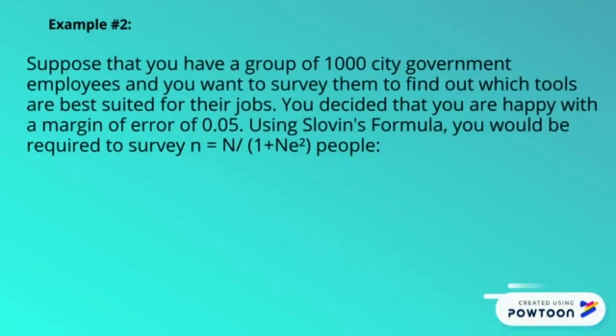For the second example, suppose that you have a group of 1,000 city government employees and you want to survey them to find out which tools are best suited for their jobs. You decided that you are happy with a margin of error of 0.05. Using Slovin's formula, you would be required to survey n = N divided by 1 plus N e squared people. We are looking for the sample size, and we have N, which stands for the number of population, which is 1,000, and e, which stands for margin of error, which is 0.05.